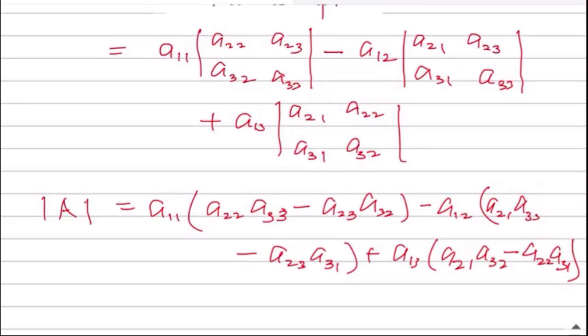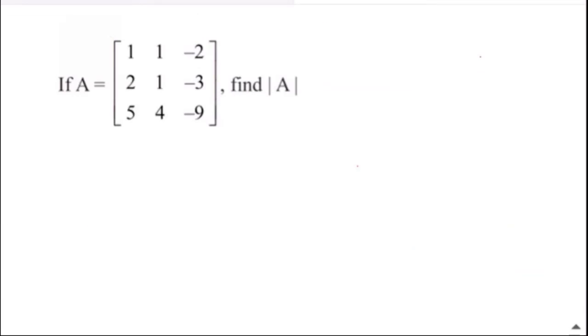So now take another example. If A is any matrix, then find determinant A. We can find the value of the determinant along any row or any column. The value of the determinant will be the same. So let's find the determinant of this matrix along R1. So we take 1, and the determinant obtained by eliminating the first row and the first column is 1 minus 3, 4 minus 9.